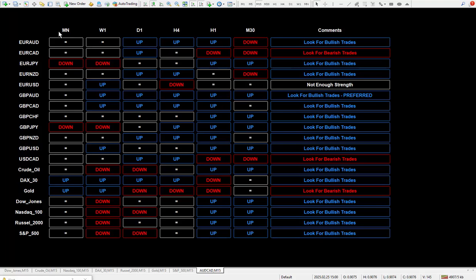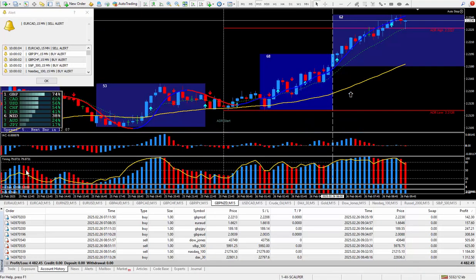Now this daily trade plan analyzes the charts from the monthly down to the 30 minutes. And within the comments here, it'll say, look for bullish trades, bearish trades. Some will be preferred. Sometimes it'll just say not enough strength. Now, if you're trading without any kind of a daily trade plan, well, that's one good reason why you are still struggling. If you have any questions regarding this daily trade plan, well, just get in contact with me.